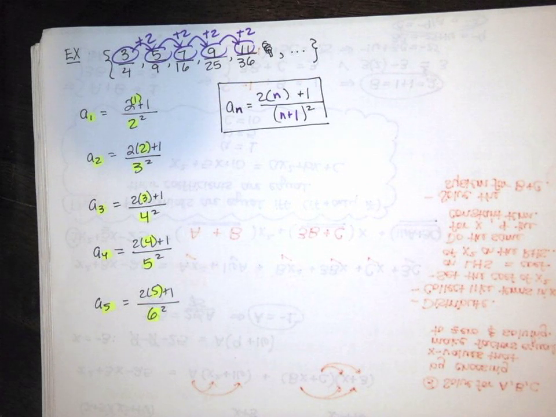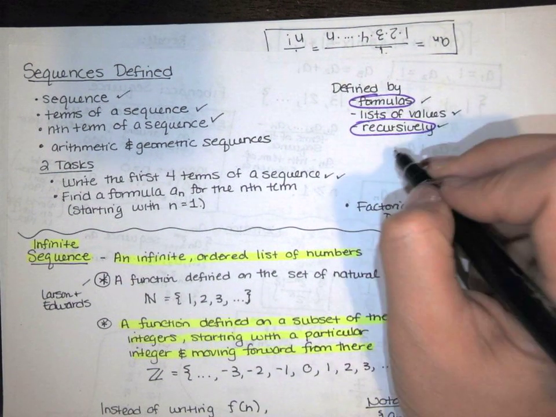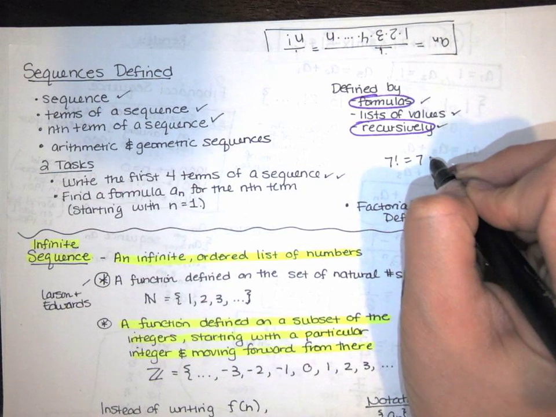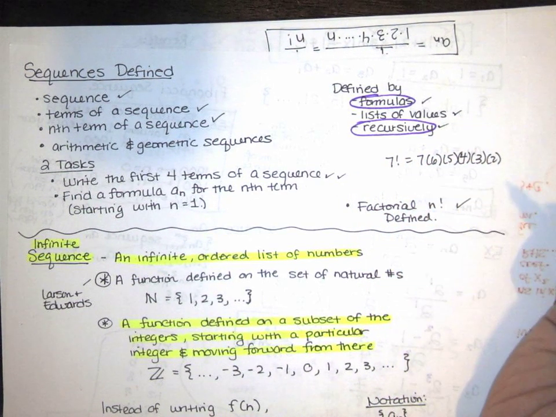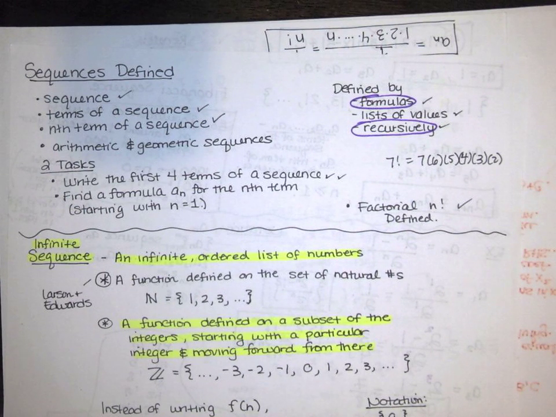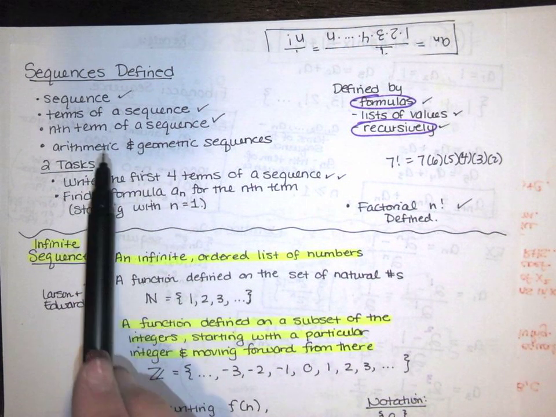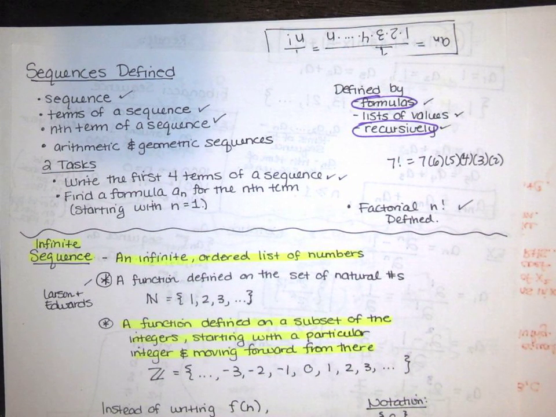So let me see. Let's go back to our original notes. What were we trying to do in this video? We wanted to talk about factorial, and we did. 7 factorial means you start with 7 and multiply all the way down. Okay, we said a sequence is an infinitely long ordered list of numbers. The order matters. We also said it's a function defined on a set of integers, starting with a particular integer and then moving forward. Terms of a sequence, those are just the numbers on the list. The nth term of a sequence, it's the nth number on the list in general, as a formula, generally.